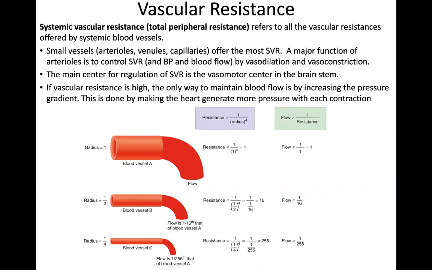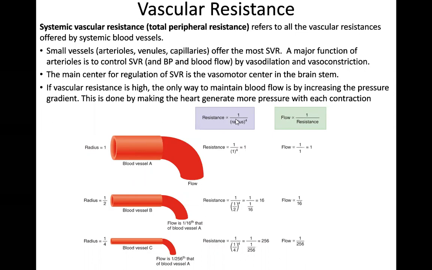Let's look at the figure at the bottom here. We have blood vessel A, blood vessel B, blood vessel C. Obviously, A is the biggest, C is the smallest, right? Didn't take a genius to know that. We aren't going to give any specific units of measurement here. We'll just say the radius for vessel A is 1, 1/2, and 1/4. So in other words, this is 4 times smaller than this one.